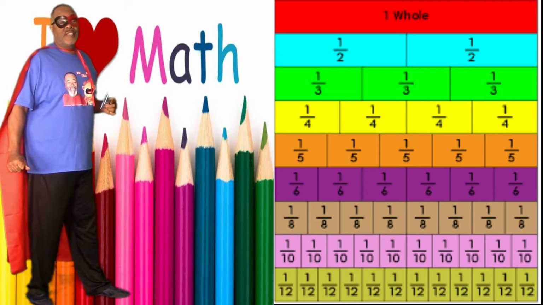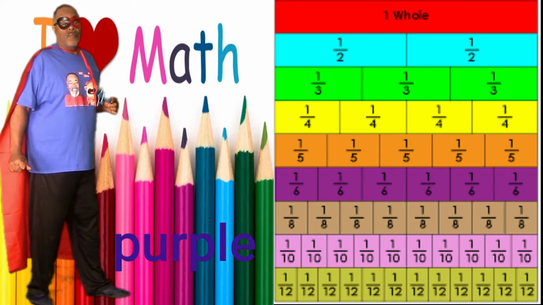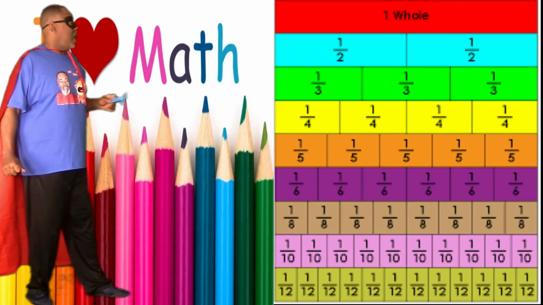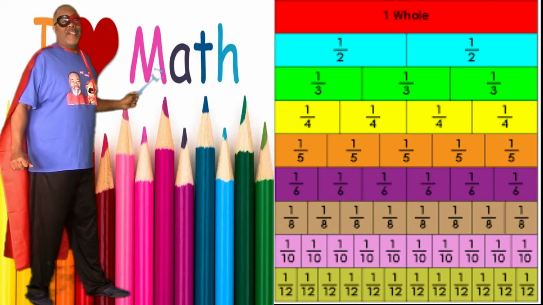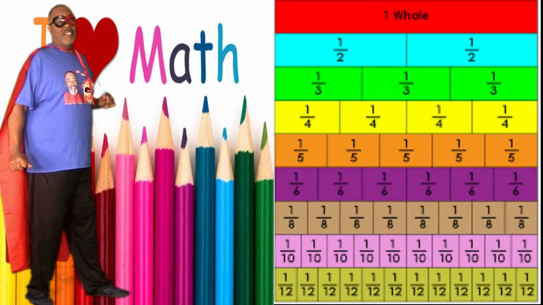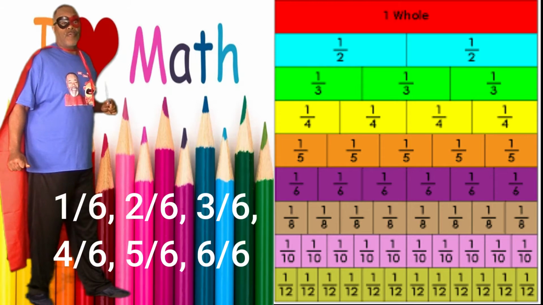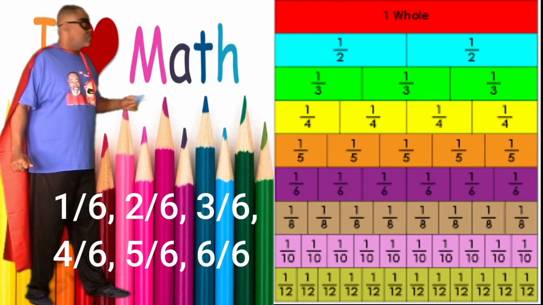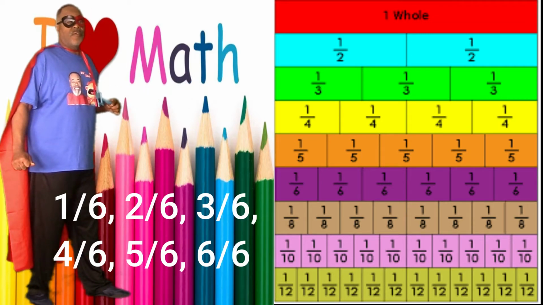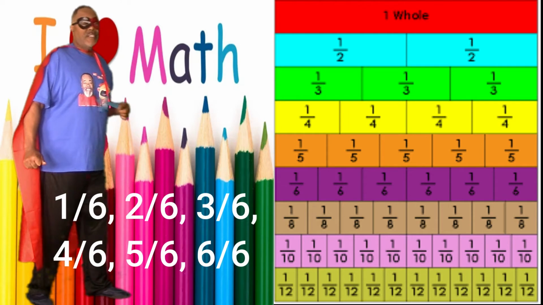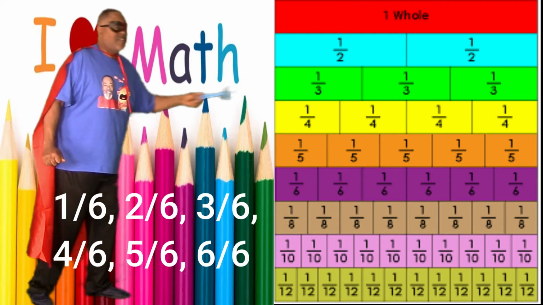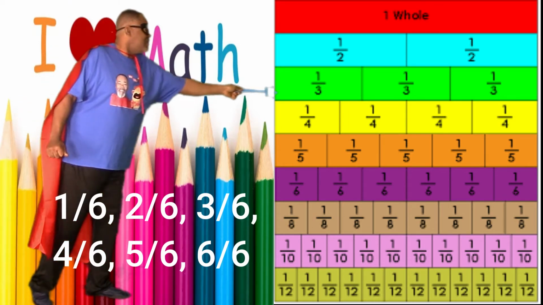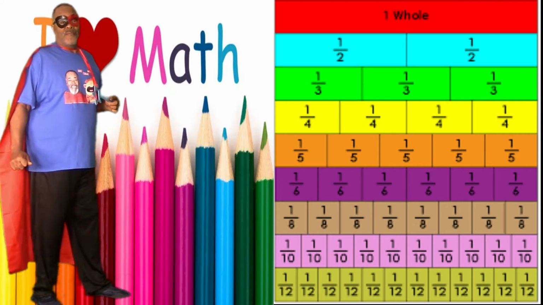What color is the next unit? That's right, it's purple. And these are called 1/6. So let's count by 1/6 together. You ready? Let's go. 1/6, 2/6, 3/6, 4/6, 5/6, and 6/6. Very good.